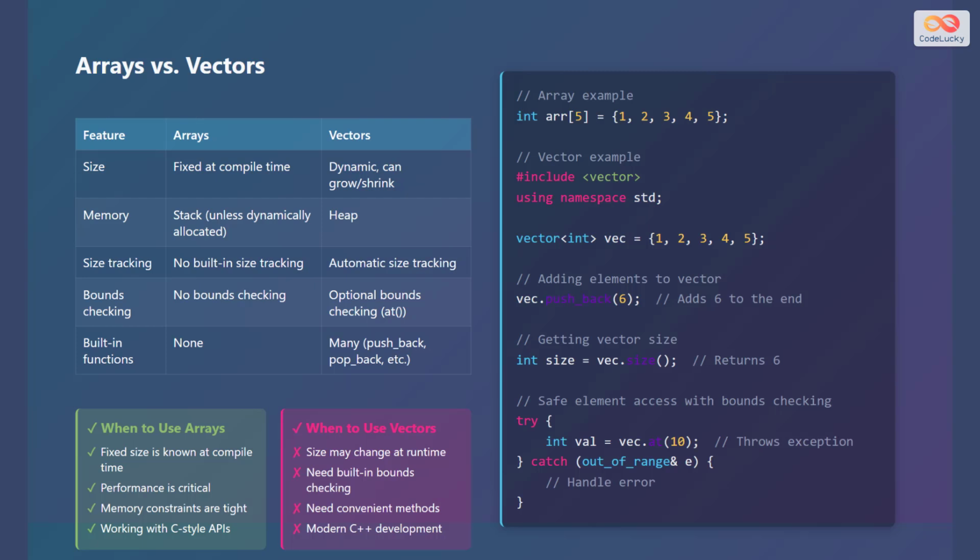Use arrays when the size is known at compile time, performance is critical, memory constraints are tight, or you are working with C-style application programming interfaces. Use vectors when the size may change at runtime, you need built-in bounds checking, you need convenient methods, or you are engaged in modern C++ development. The code shows an example of using both arrays and vectors. An array is declared with a fixed size. A vector is created, and elements are added to it using push_back. The size function is used to get the vector's size, and the at function is used for safe element access with bounds checking.